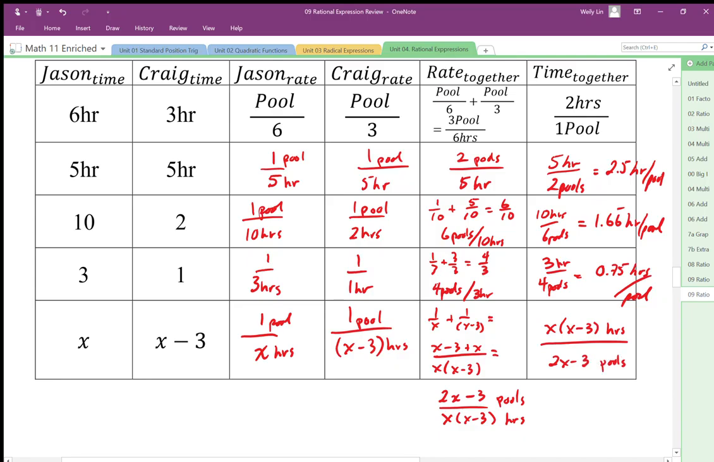Okay, so we can do this algebraically as well. This is a little bit more advanced, but essentially we're using the exact same process, but now with variables.